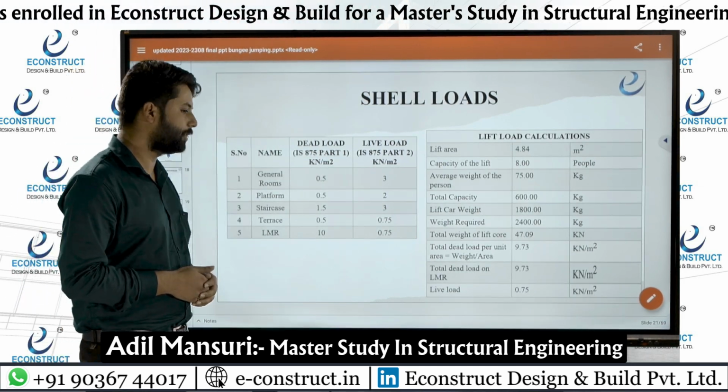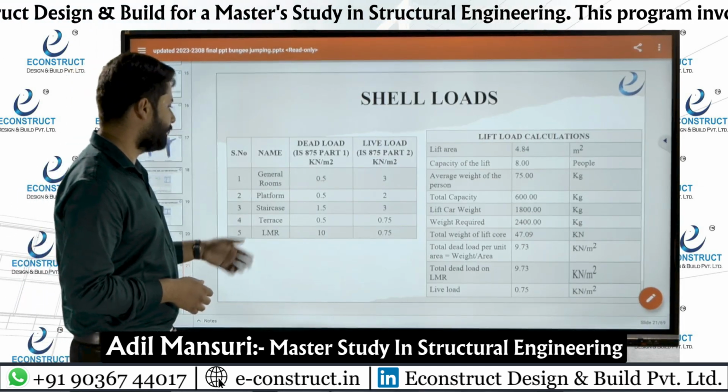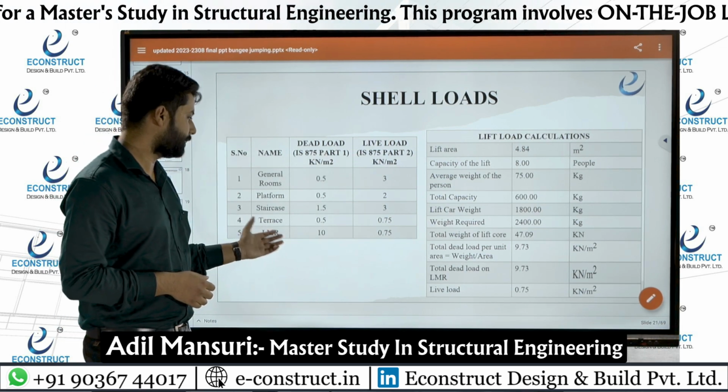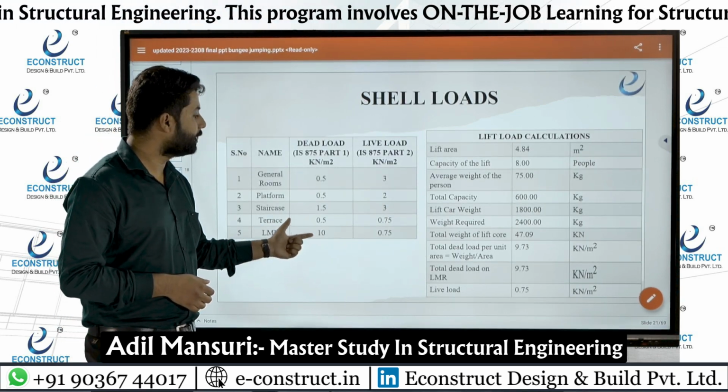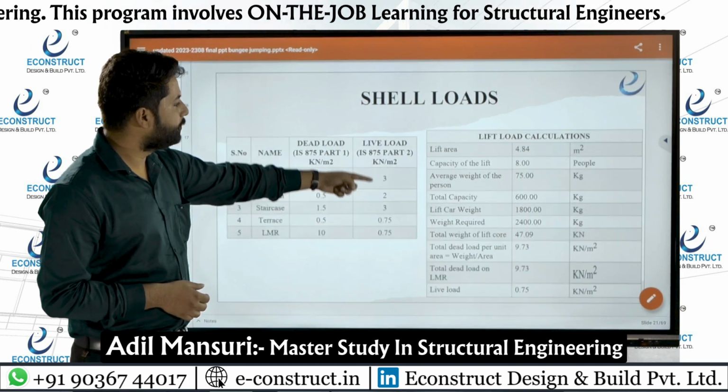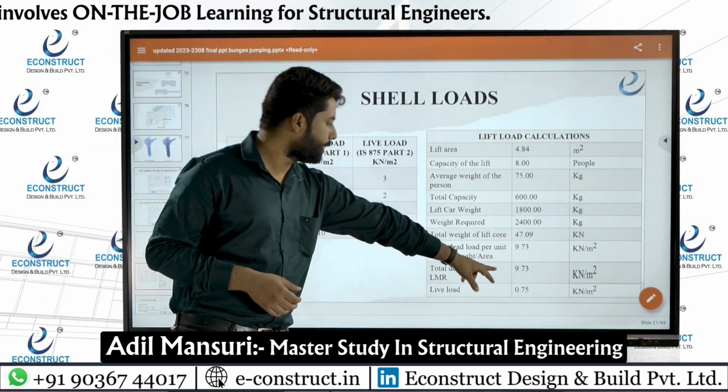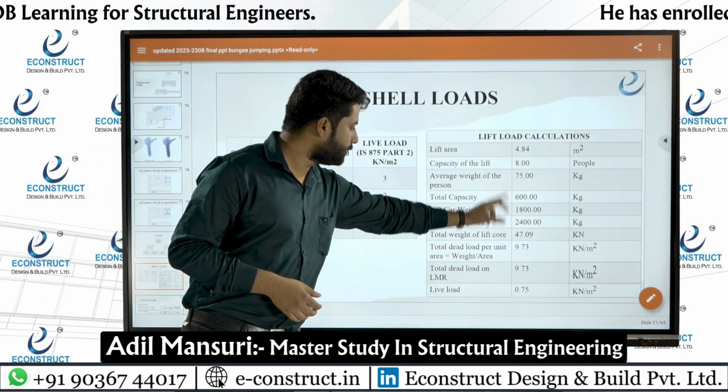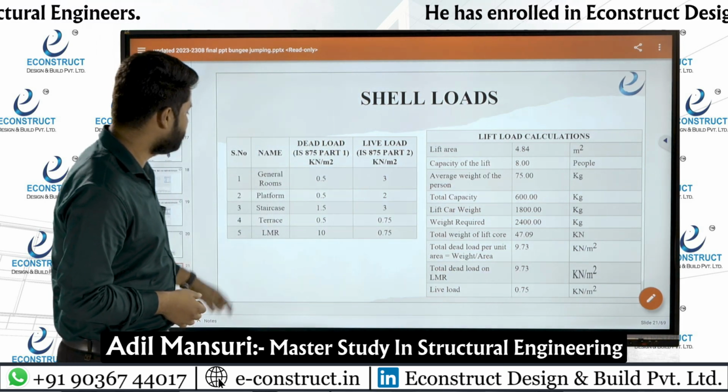Terrace is only for service purpose. There is nothing else in steel structures over the terrace. So LMR we have taken as 10. Here is the lift load calculation. So we are getting 9.73 as you can see in this calculation, so we have rounded up to 10.